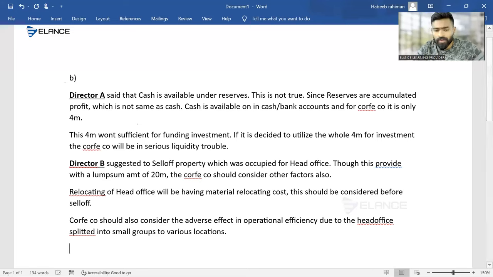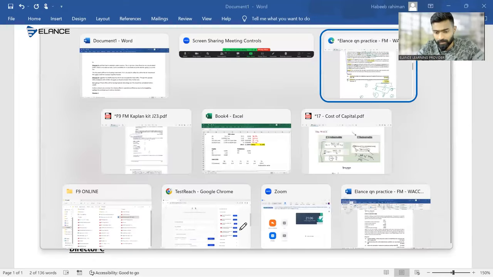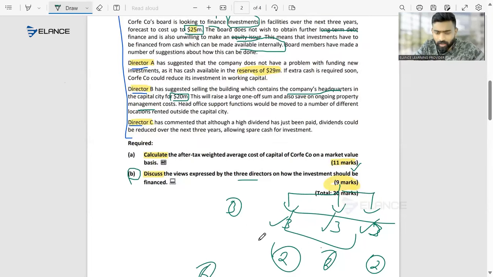Okay. Now we will consider Director C. I'm not going to type that entire thing for Director C, but I'll give you a hint how to answer, in order to save time. What did Director C say? High dividend has just been paid. So Director C suggested to reduce the dividend over the next 3 years.